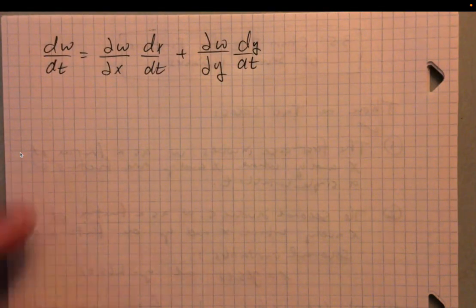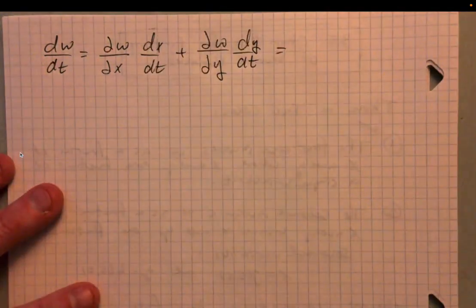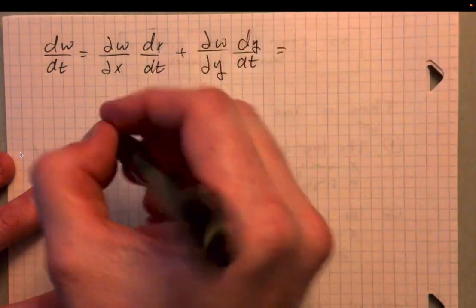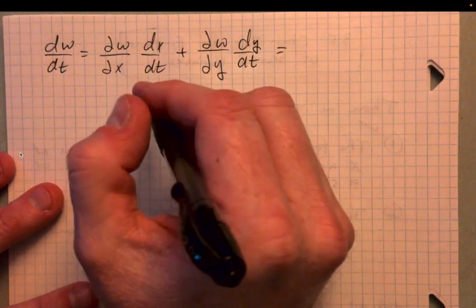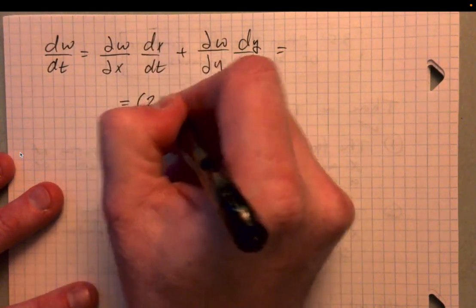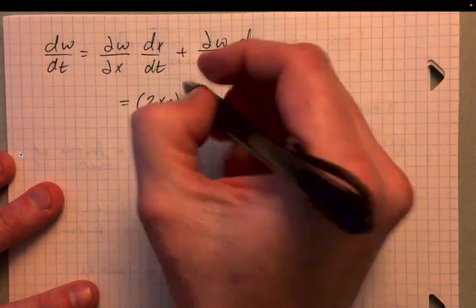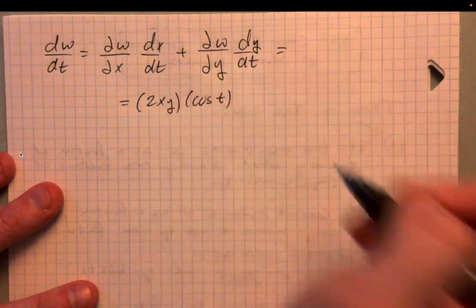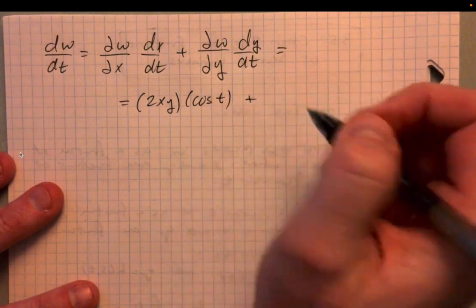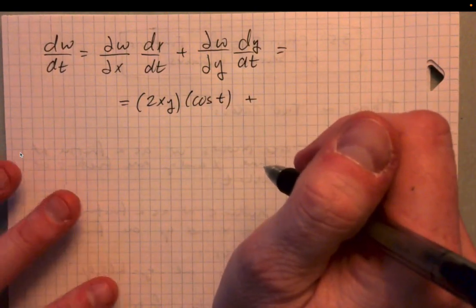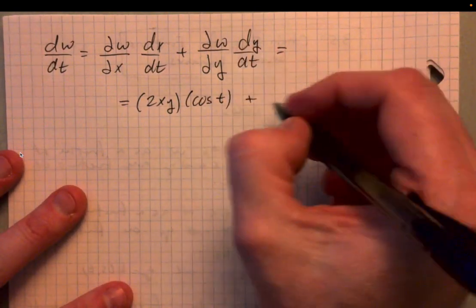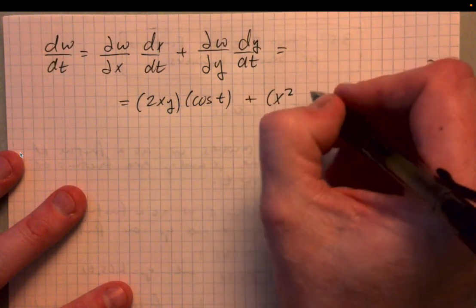Okay, and so you'll just have to reference the notes. They're a little off screen here, but basically this is really easy to do, right? We can just say the partial of w with respect to x, well, that's 2xy. The derivative of x with respect to t, that's cosine of t. And then the partial of w with respect to y is going to be x squared minus 2y.